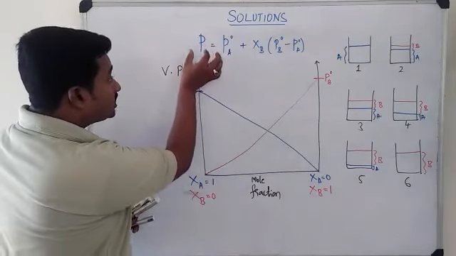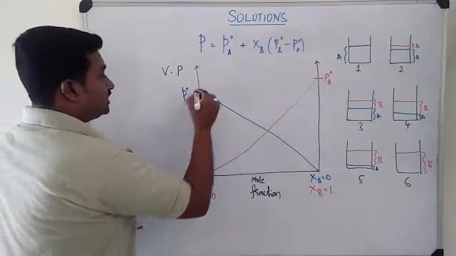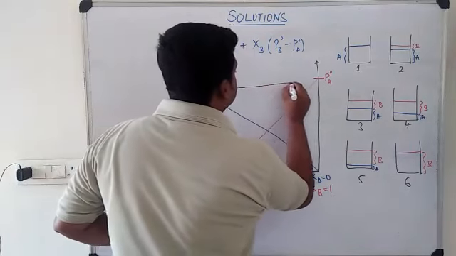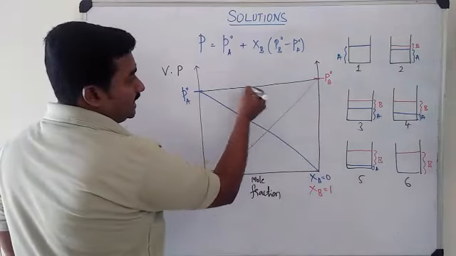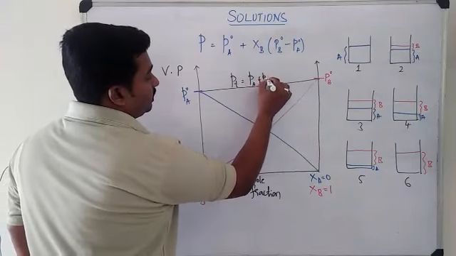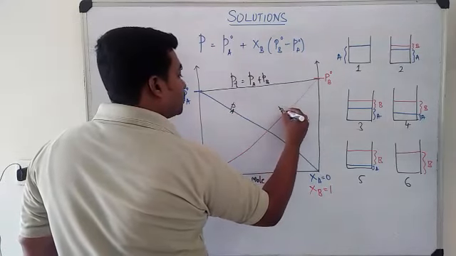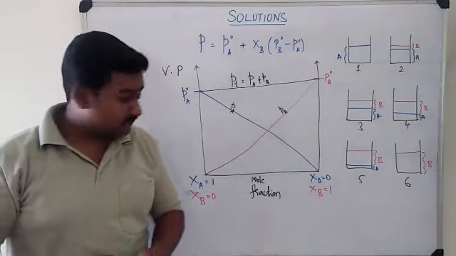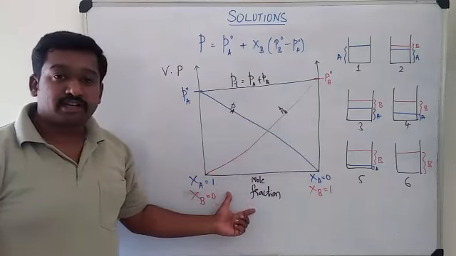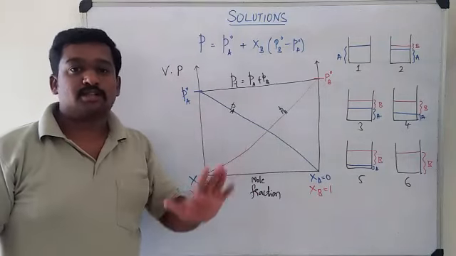And now to know the total pressure at any given mole fraction, you have to join these 2 points, the top points PA0 and PB0, to know the total pressure at any given composition. This line represents the P total given by the sum of PA and PB. This gives you the value of PA only and this gives you the values of PB only. This is the graphical representation of variation of vapor pressure with respect to the mole fraction according to Raoult's law. This is a system which ideally obeys Raoult's law.